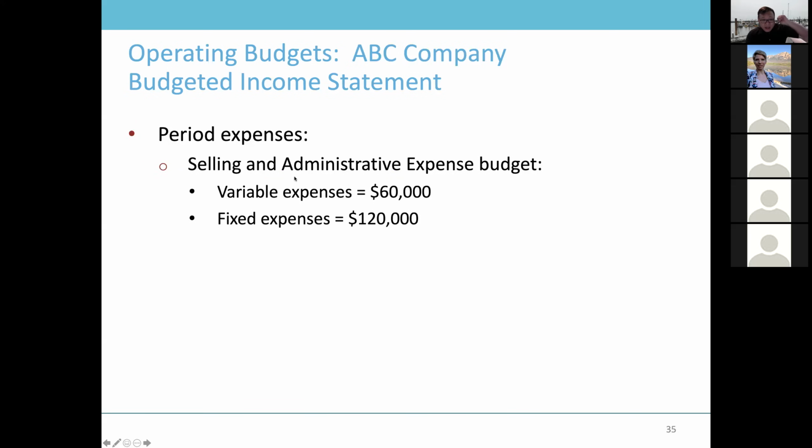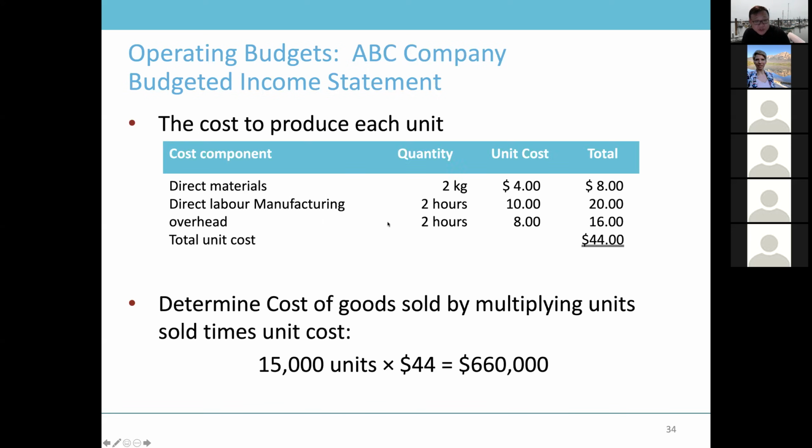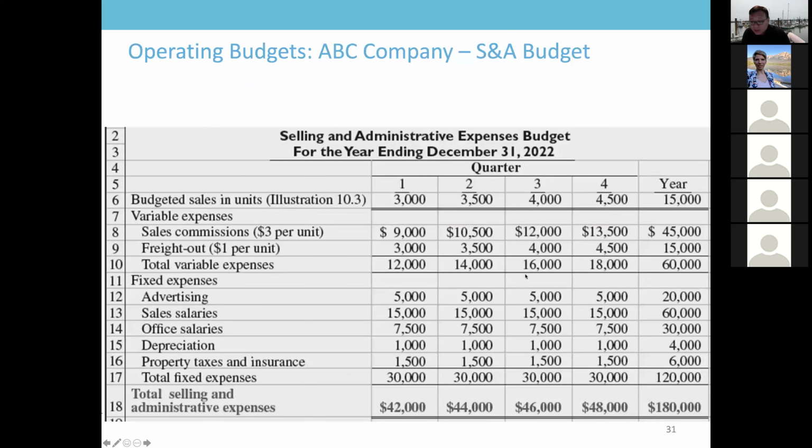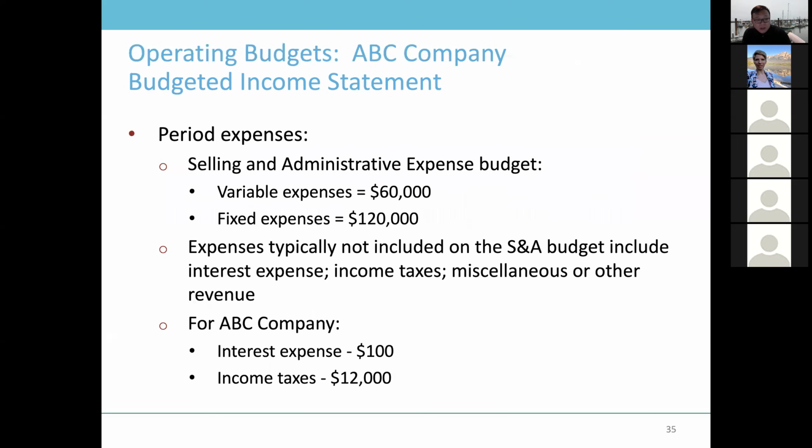And we already know from the selling and administrative expenses budget, this is my period cost. Variable cost is 60,000. Fixed expenses is 120,000. So I want to show you where this number comes from. See here, the variable selling and administrative expenses is 60,000, and the fixed is 120,000. Okay. So then there are some other expenses, for example, interest expenses, right? And income tax expenses. Let's assume interest expenses is $100 and income tax is 12,000.